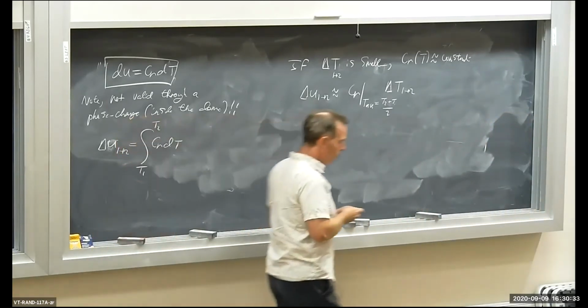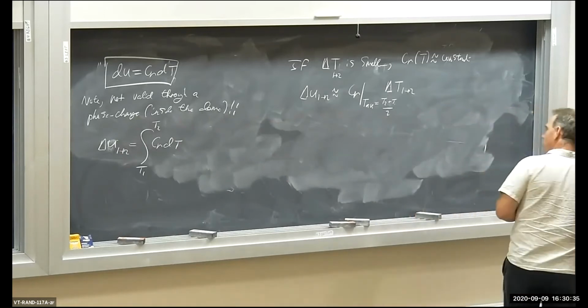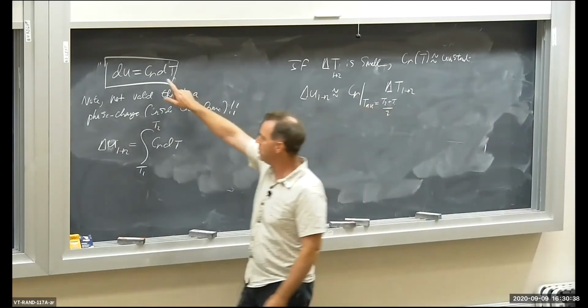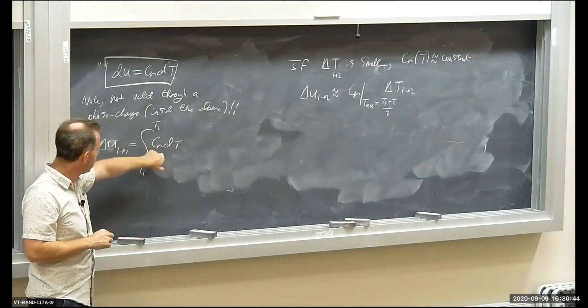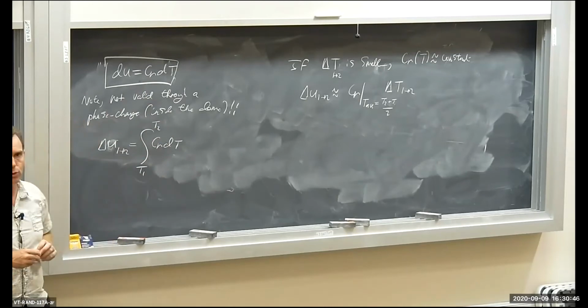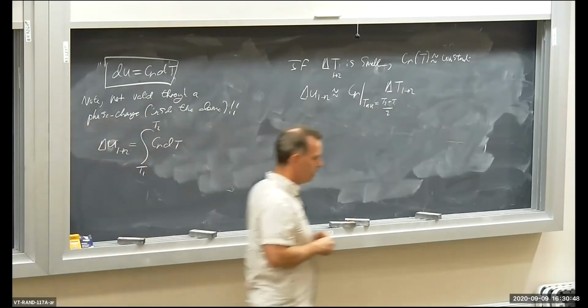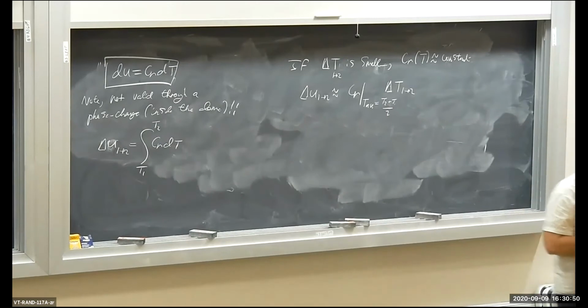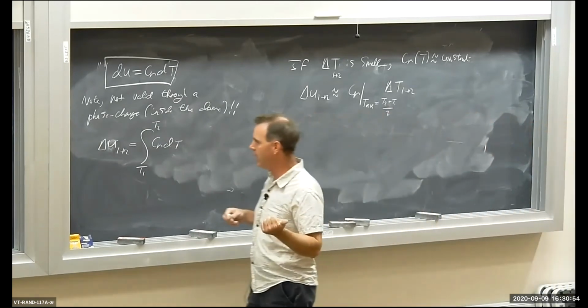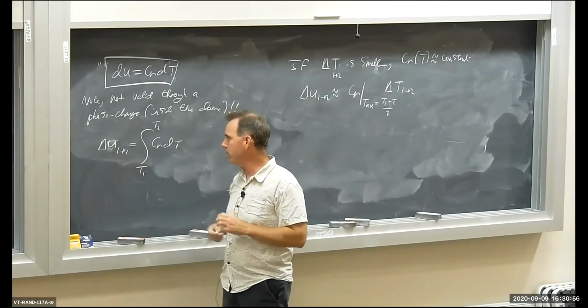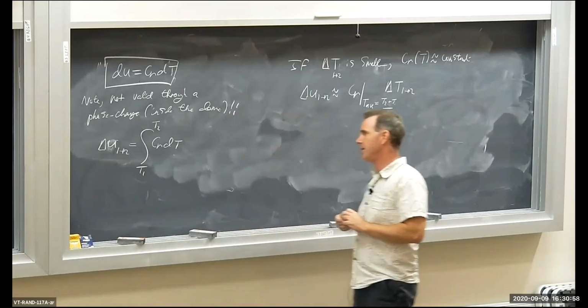So this is our first property relationship. dU is equal to CV dT. Specific heat is typically a function of temperature, so integrating this can be a little bit tricky sometimes. Usually we just assume constant specific heat when we do most problems. If you want more accuracy, you can either use property tables or you can get a polynomial expression for CV and then integrate.